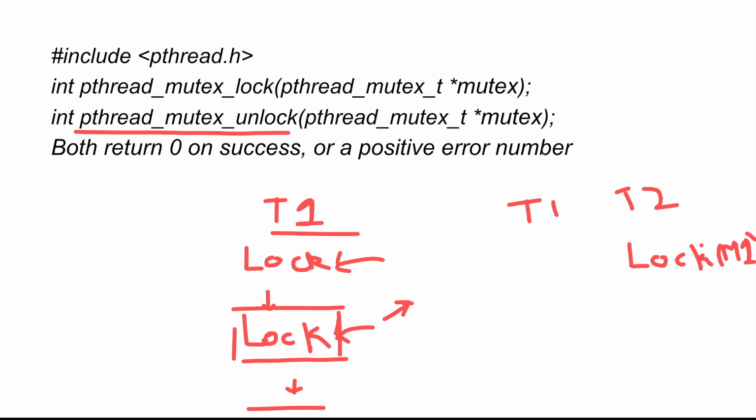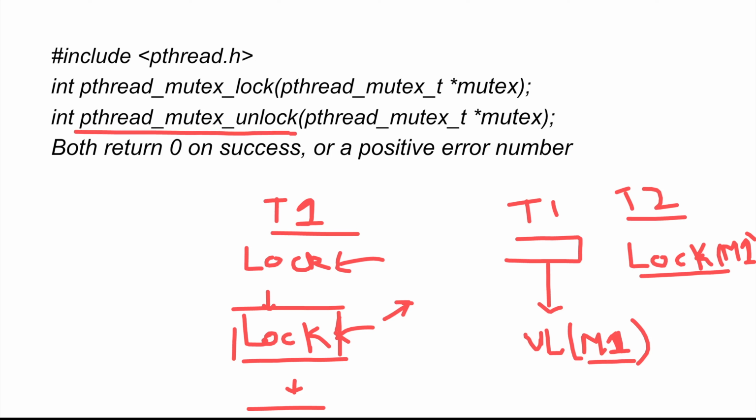If T2 has locked a mutex M1, T1 cannot call unlock on this mutex. A thread can unlock the mutex only if it owns the mutex. A mutex M1 acquired by T2 cannot be unlocked by a T1 thread.